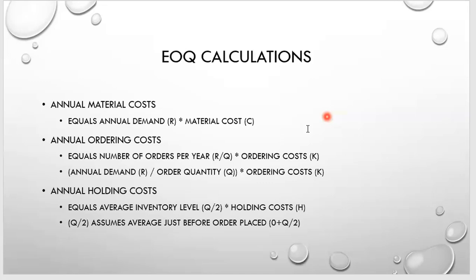It can also be calculated as the annual demand divided by the order quantity. So the annual demand is 10,000, the order quantity is 1,000, that's 10 times ordering costs. Then you have annual holding costs. Once again, it's the average inventory level. I want to take a little bit of time to explain the average inventory level. Basically it's Q divided by 2, and then multiplied by the holding costs.